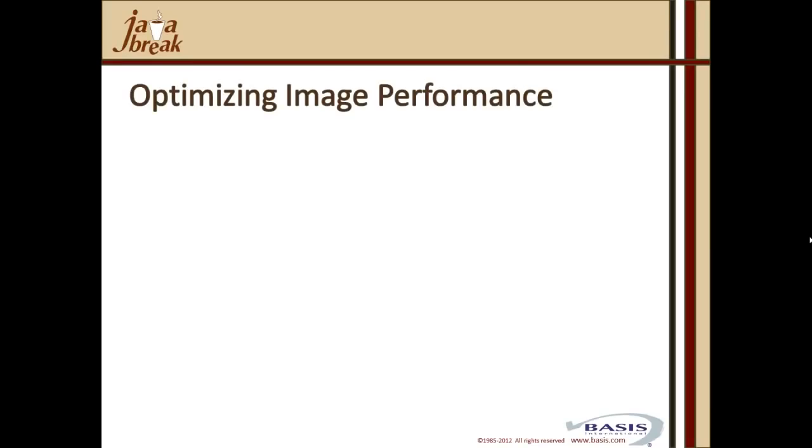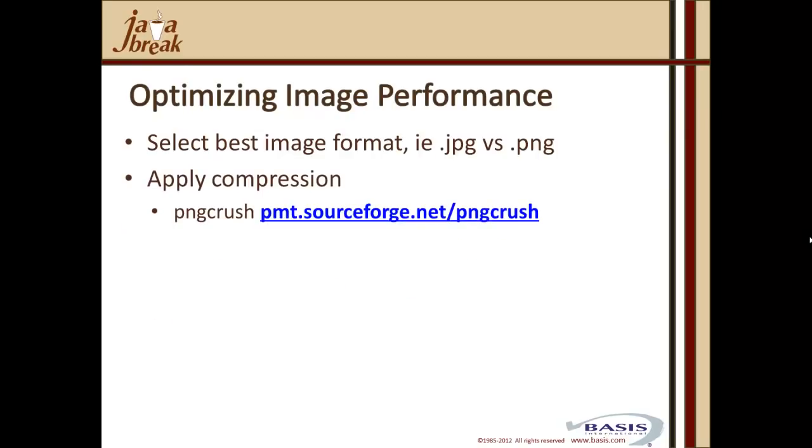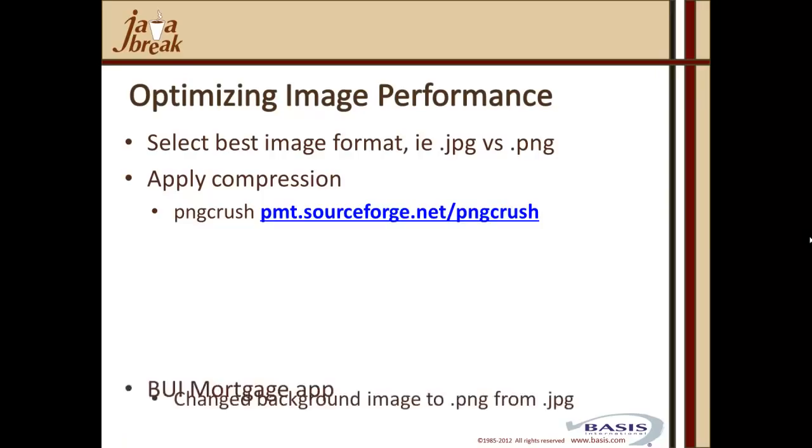In addition to the optimizations in the language, there are other optimizations we can take advantage of in terms of image performance. We can select the best image format, i.e. is it JPEG for photos versus PNG for kind of graphics images. And we can apply compression to those images. So utilizing open source tools like PNGCrush, we can compress the PNGs.